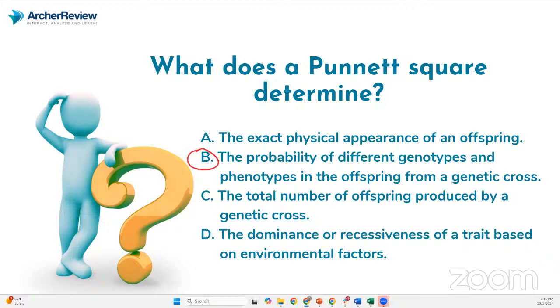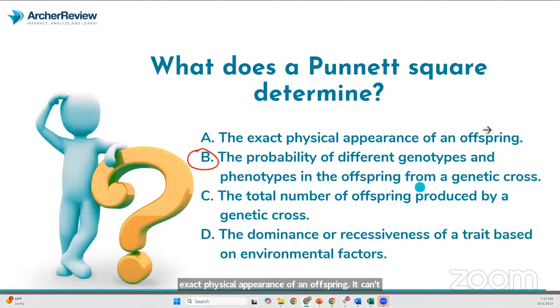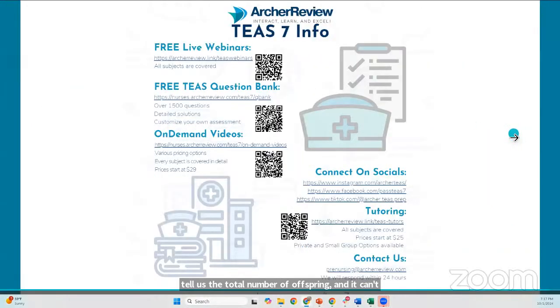Okay, hopefully you chose B. It's identifying probabilities, and I think all of you did. It's certainly not going to tell us the exact physical appearance of an offspring. It can't tell us the total number of offspring, and it can't tell us anything about environmental factors.